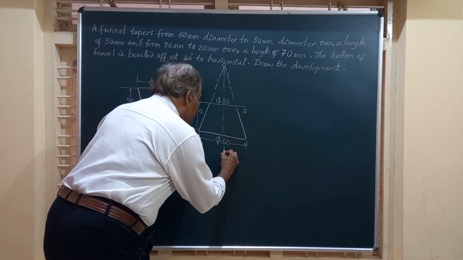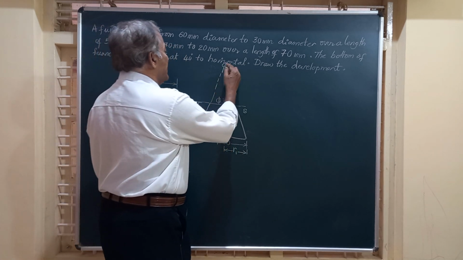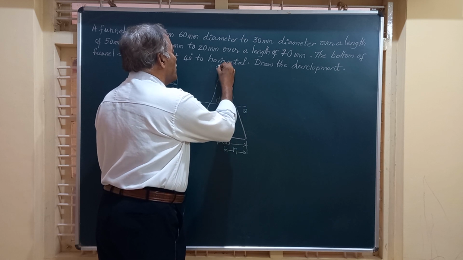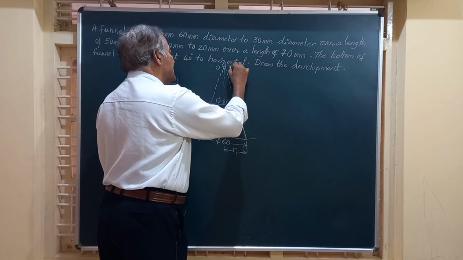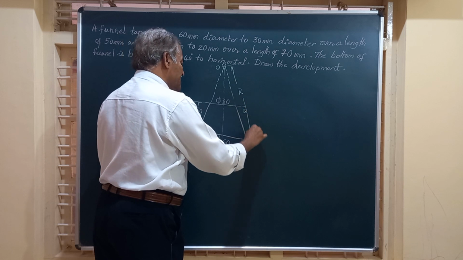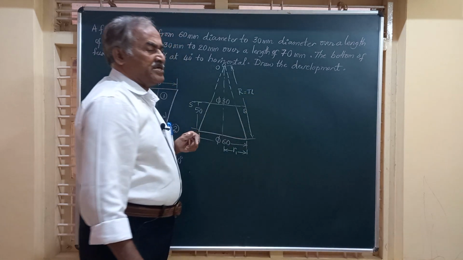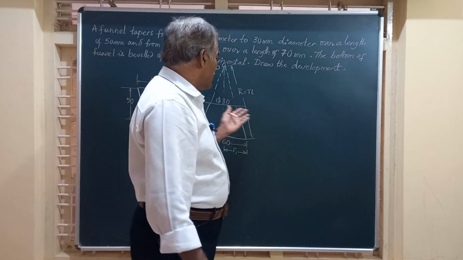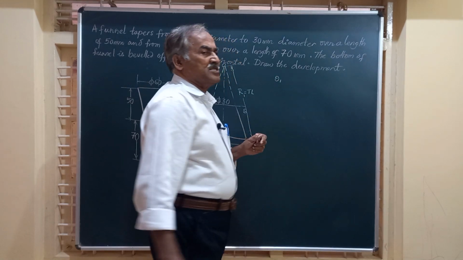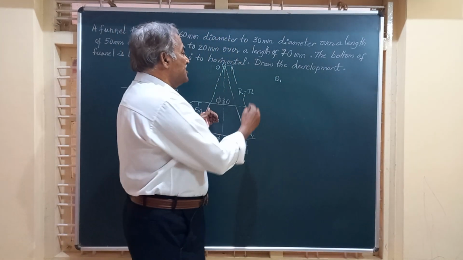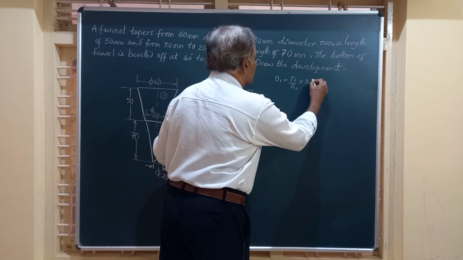Friends, very obviously, this is the radius of the base r1, and after extending this center line up to here, we will get O, the vertex, and this will be the length of the generator R1, which is a true length. Friends, for this cone cut by a horizontal section plane, we have to calculate this theta 1, the angle subtended at the center. That is, theta 1 is equal to r1 by R1 multiplied by 360 degrees.